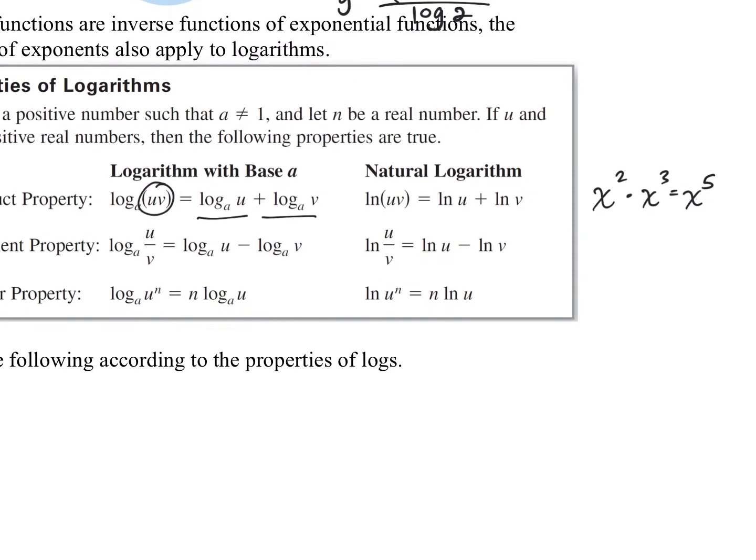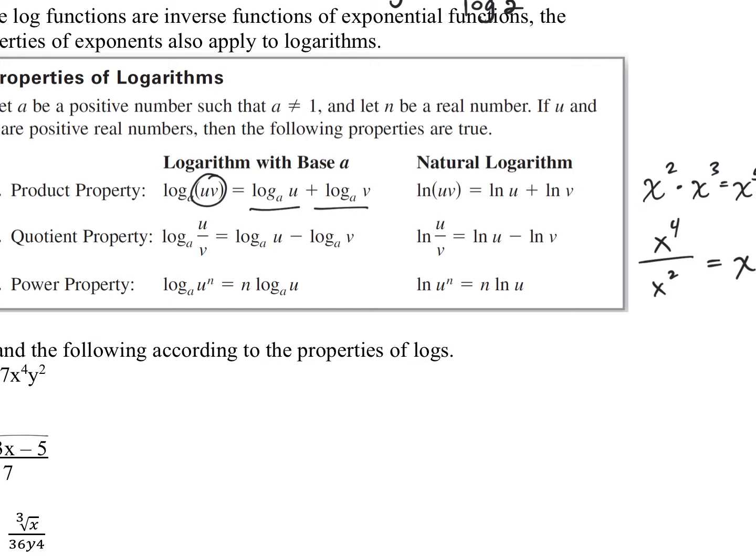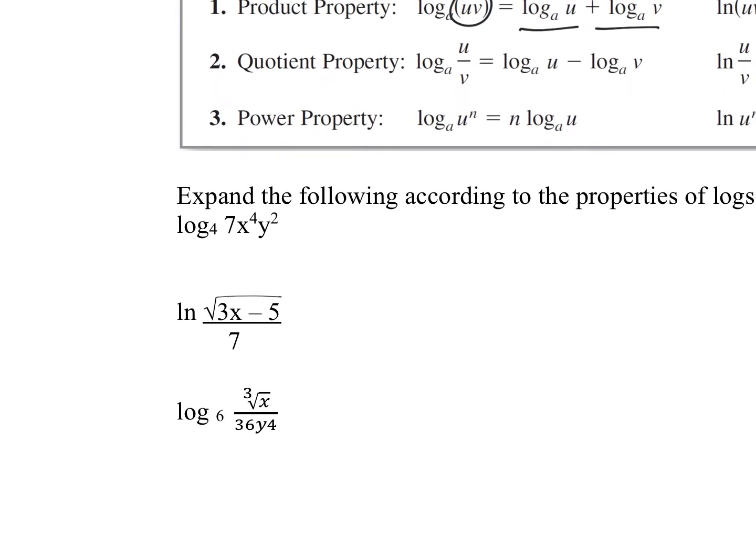The same rule applies if I had x to the fourth over x to the second. We could subtract those exponents to create x squared, which is really what's going on with our quotient property. And then finally, our power property says that when we raise a power to a power, we multiply those exponents, right? So x to the second raised to the sixth is the same as x to the 12th. Let's take a look at some examples here. I think I'll try the first two together and ask you guys to try the third one on your own.